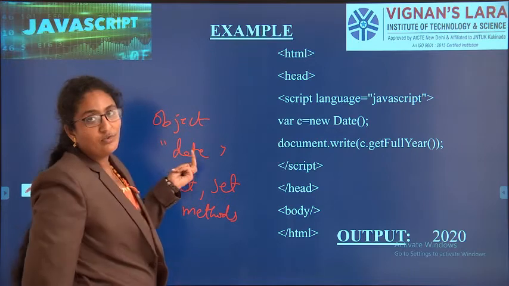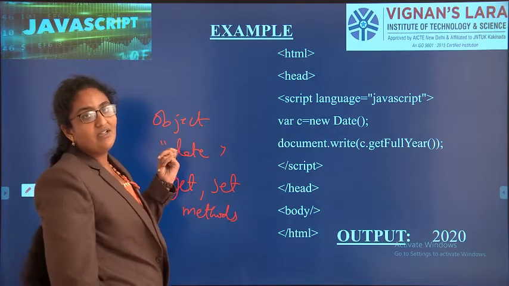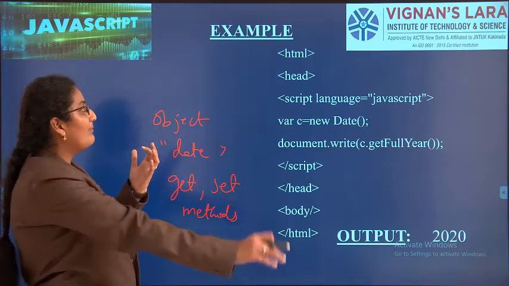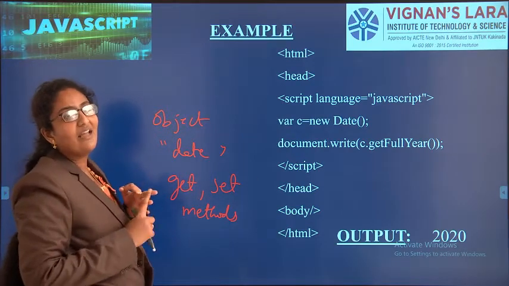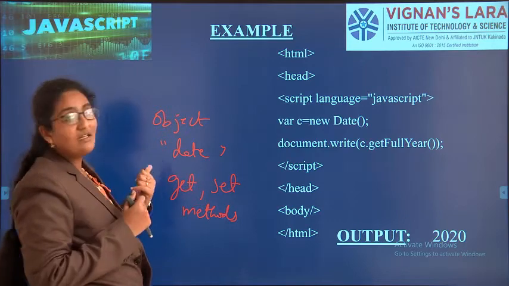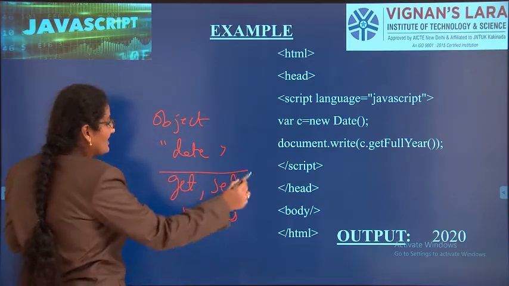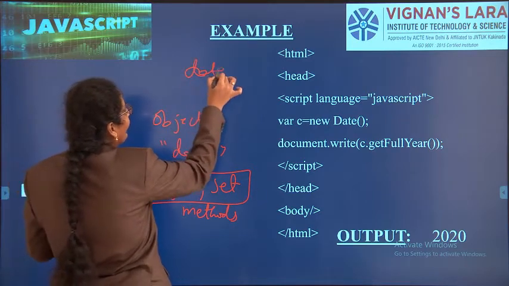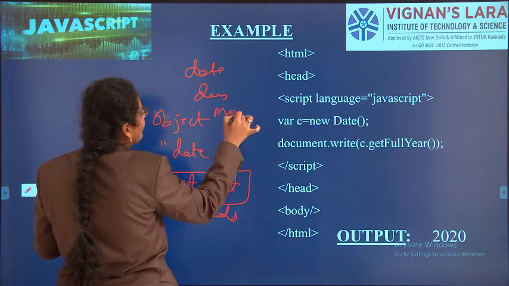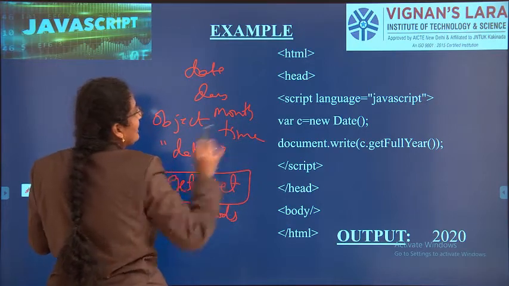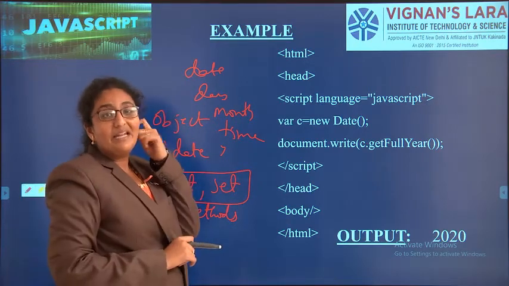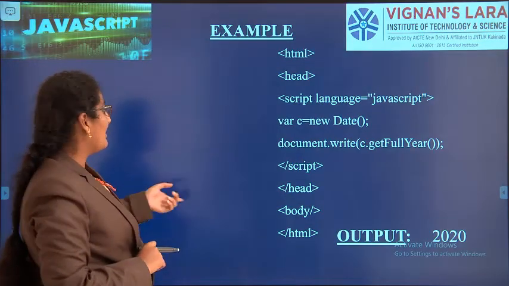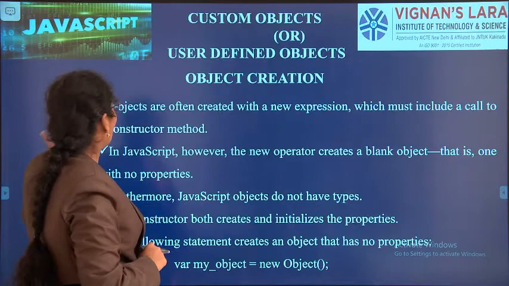Objects are divided into two types, predefined objects and user defined objects. Predefined objects are also called built-in objects. We have built-in objects like Math, String, Array, Window, Document and finally Date. In Date objects we have the get and set methods. These get and set methods can bring you date, day, month, time, everything. So by this we are concluding predefined objects, which are also called built-in objects. From the next slide we will see what user defined objects are.